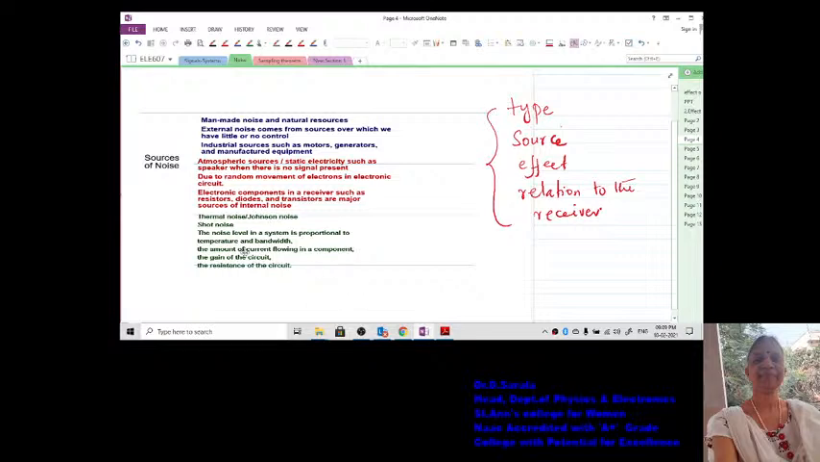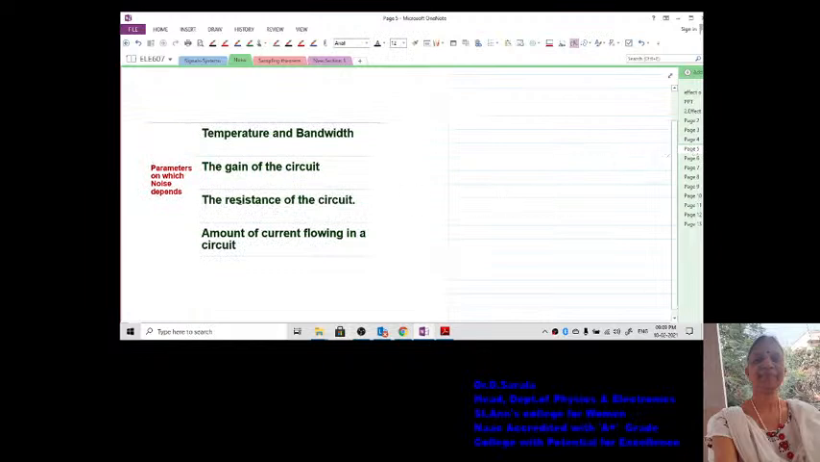Then the noise level in a system is proportional to temperature and bandwidth, the amount of current flowing in a component, and the gain of the circuit. So this is the type, the source, and the effect and relation. As I already discussed, it depends on the temperature and bandwidth of the circuit, and the gain of the circuit. If the gain is very high, there is some amount of noise present in it. The resistance of the circuit, or impedance, and the amount of current flowing.